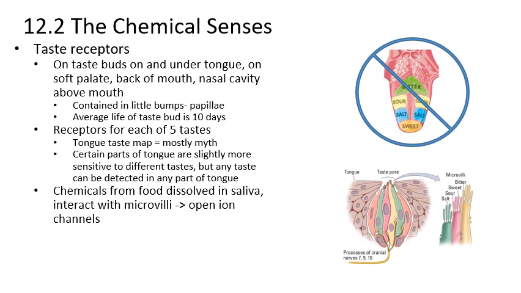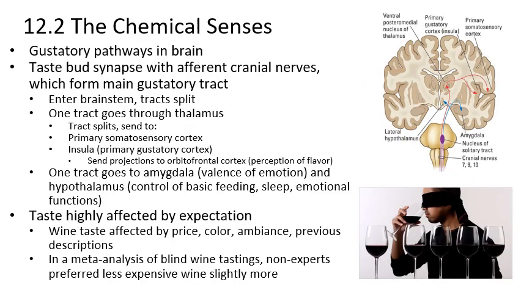Chemicals from food dissolve in saliva and interact with microvilli, which opens up ion channels, and this is how taste is transferred into neural signals. There are 2 different gustatory pathways in the brain. Both of them start with the taste bud, which synapses with afferent cranial nerves 7, 9, and 10, and this forms the main gustatory tract into the brain. It's an afferent tract. If you remember, sensory information is afferent, meaning it's heading toward the brain.